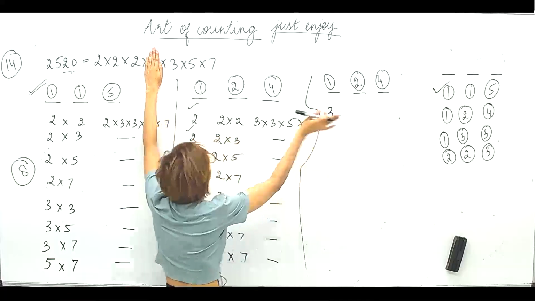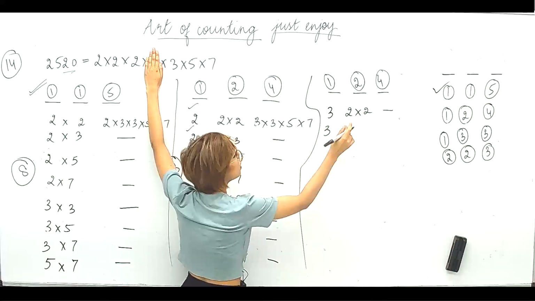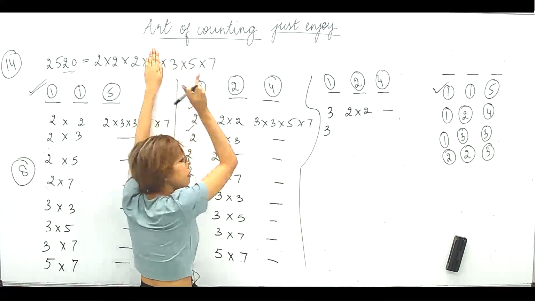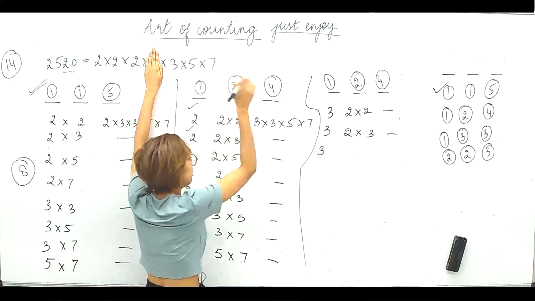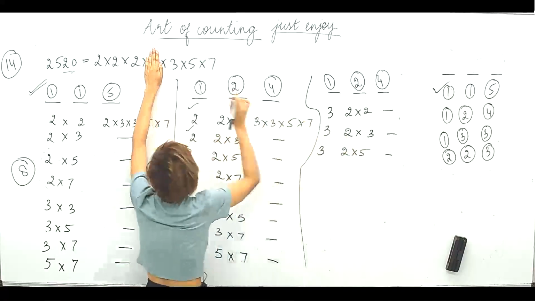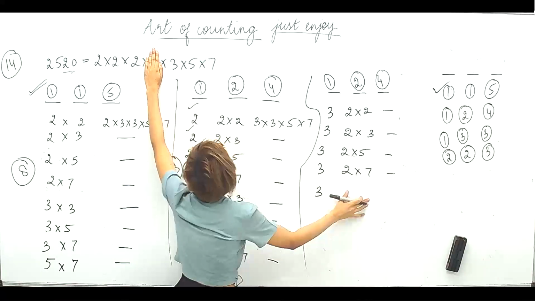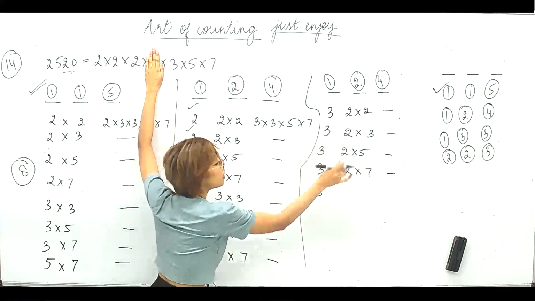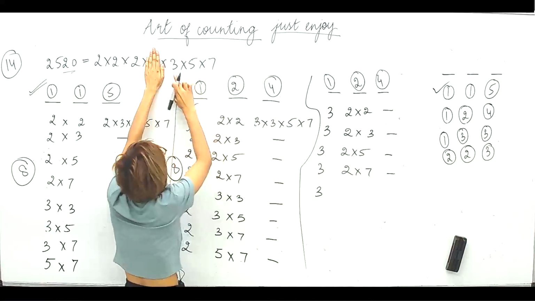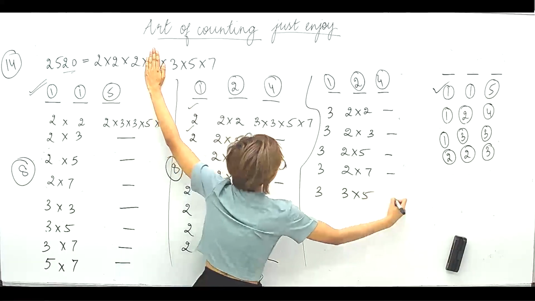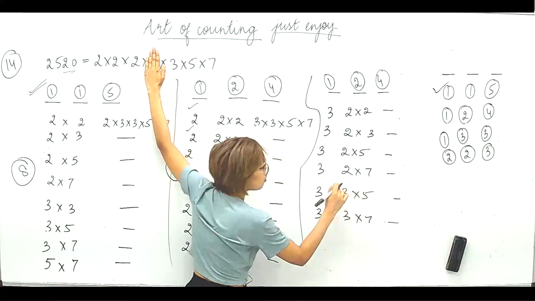So first, let's start with 2 into 2. So whatever this may be. So 2 into 2 is done. So 2 into 3 is left. So 2 into 3. And then 2 into 5. Then 2 into 7. Right? So let's see. Let's start with 3 now. So 3 into 2 I will not consider because already considered here. So 3 into 5. Then 3 into 7. So exhausted the 3 ones now.